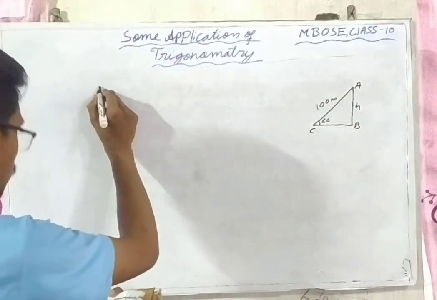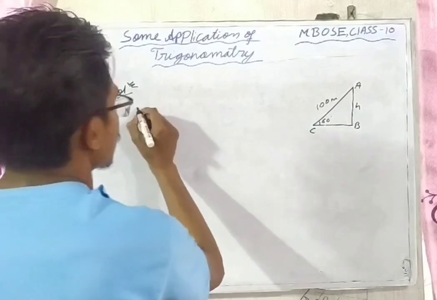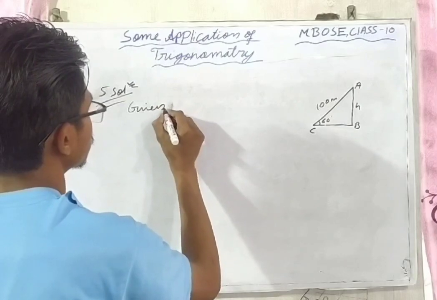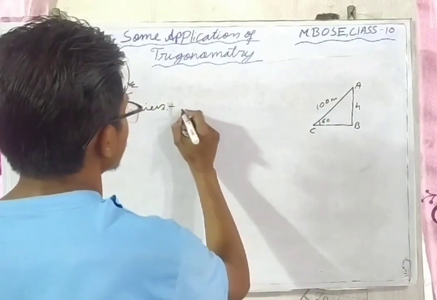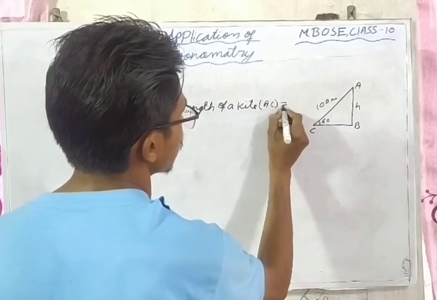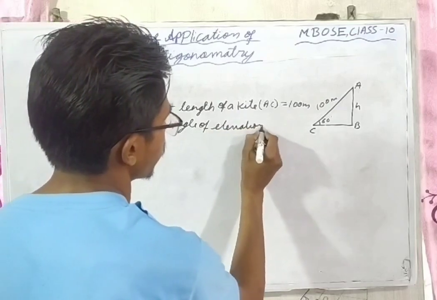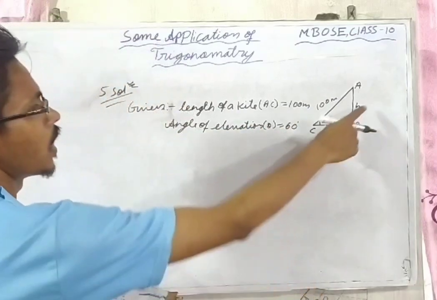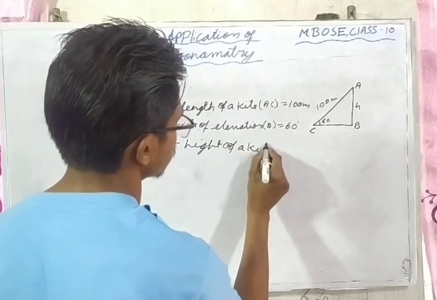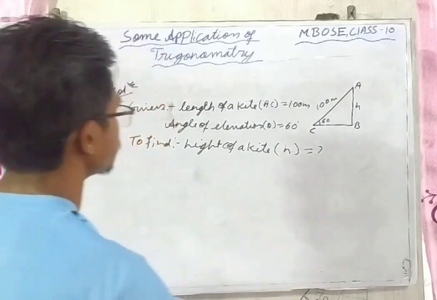We are doing now question number 5. So what is given, that thing we have to write here. Length of the string, AC is equal to 100 meters, angle of elevation theta is equal to 60 degrees, this is given, and we have to find the height of the kite, AB is equal to question mark, or else we can write here H, height.